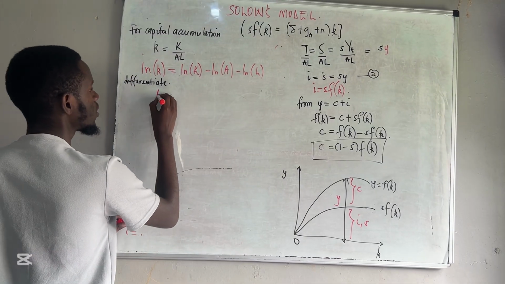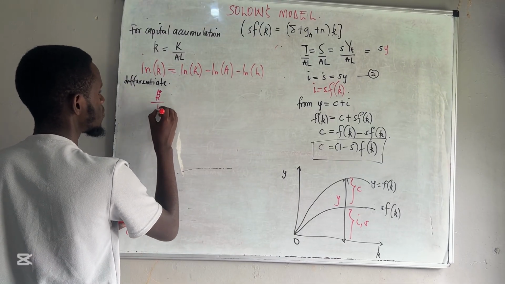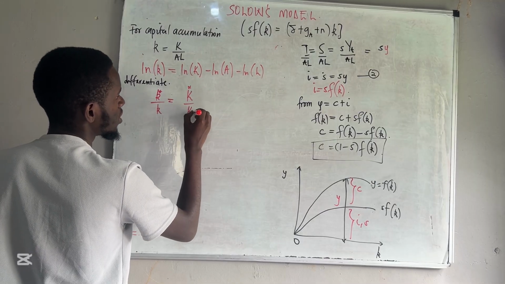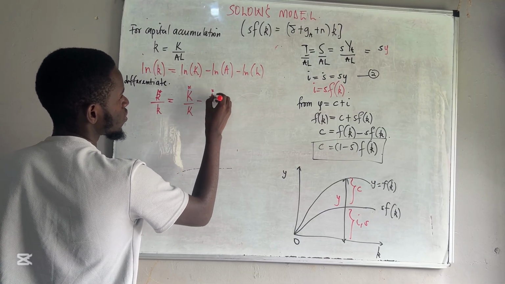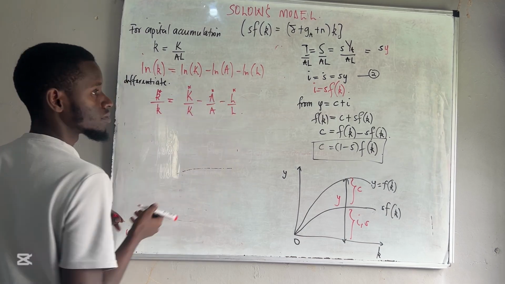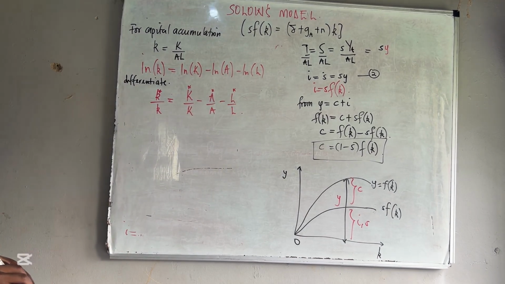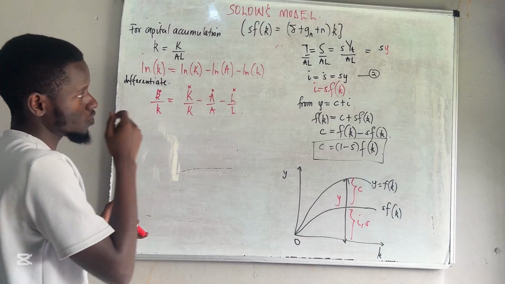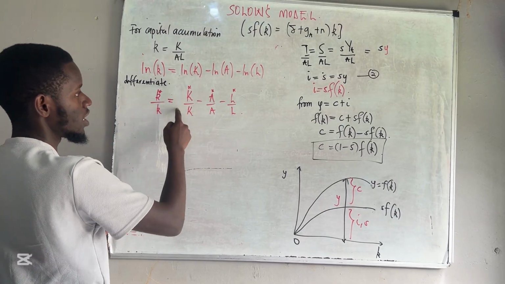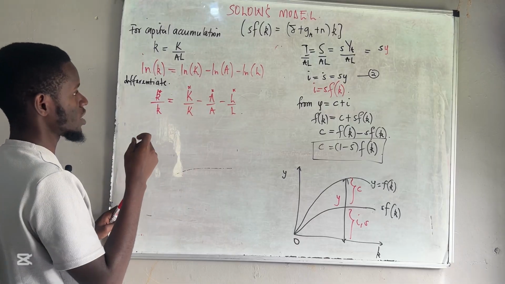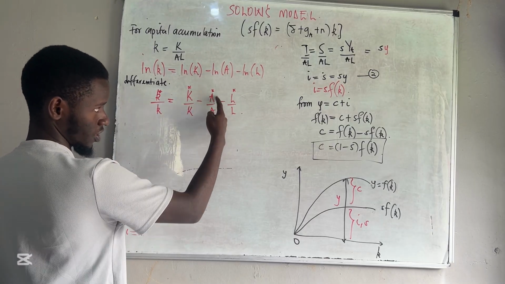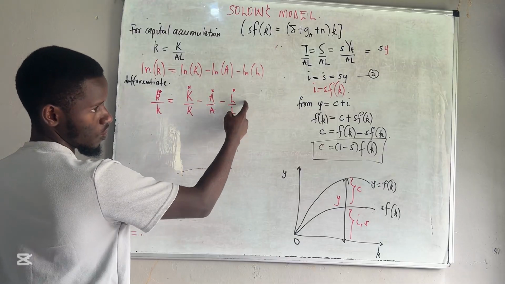Here I have small k dot over small k equals, again here I have capital K dot over capital K minus capital A dot over A, then minus capital L dot over L. But remember, we argued that, as in the Harrod-Domar equation, this is the growth rate of capital, this is the growth rate of technology, and then this is the growth rate of labor.